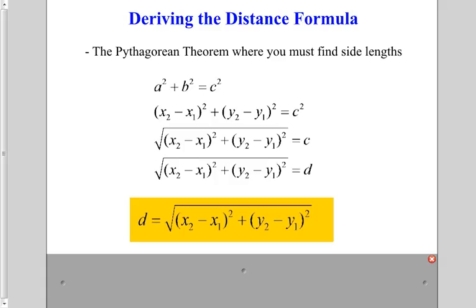So the square root of x2 minus x1 squared plus y2 minus y1 squared, that's what c equals. And here, we can rename c as the distance between those 2 points, which means the distance between 2 points equals the square root of x2 minus x1 squared plus y2 minus y1 squared.